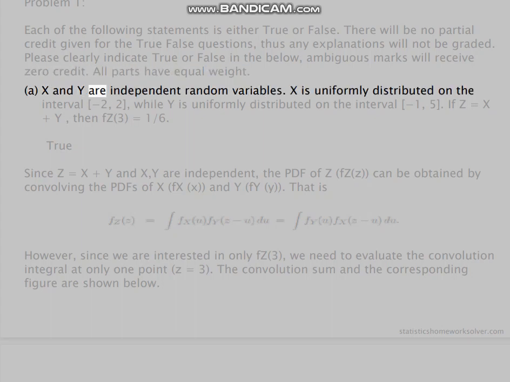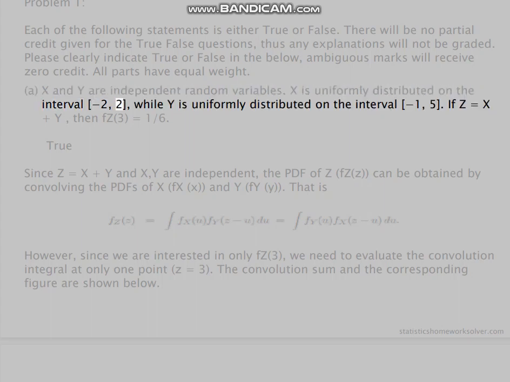A. X and Y are independent random variables. X is uniformly distributed on the interval [-2, 2], while Y is uniformly distributed on the interval [-1, 5]. If Z equals X plus Y, then f_Z(3) equals 1/6.